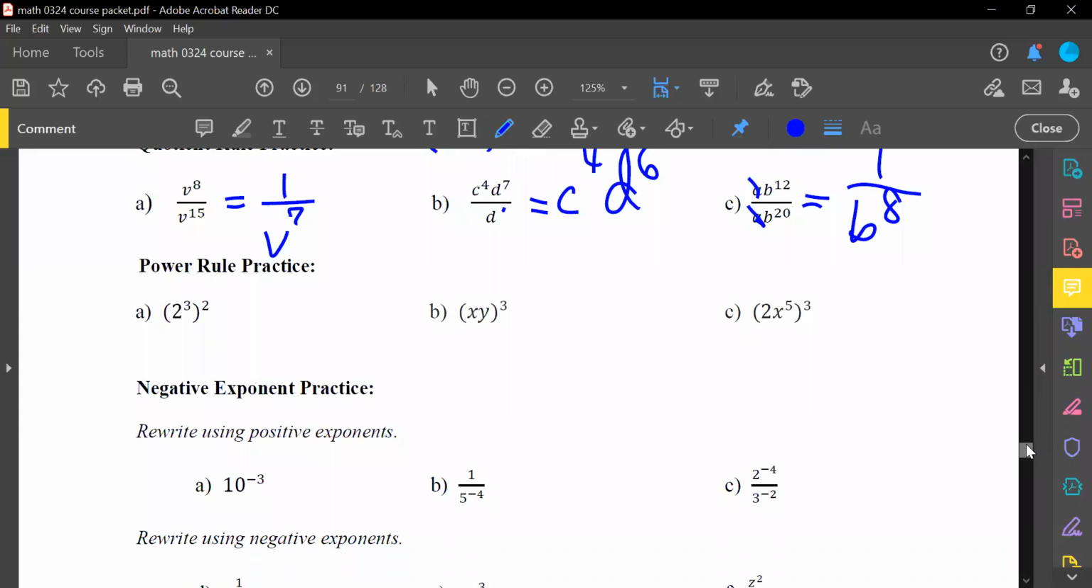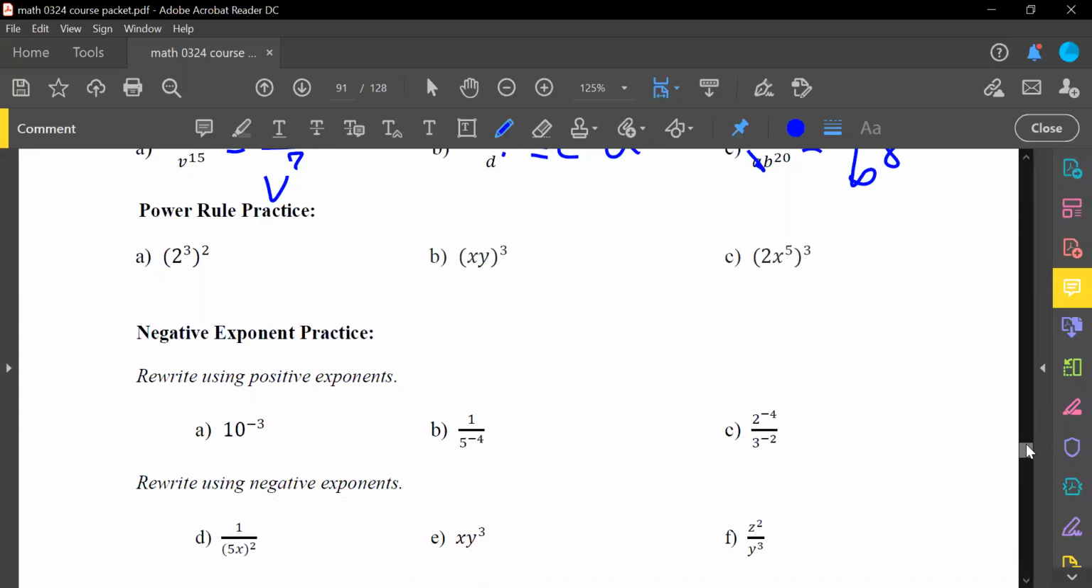All right, power rule practice. So now we're doing a power to a power. So 2 to the 3rd squared, do not square the 2, leave the base alone and multiply the exponents. 3 times 2 is 6, so it's 2 to the 6. Whatever that is, which is 64.